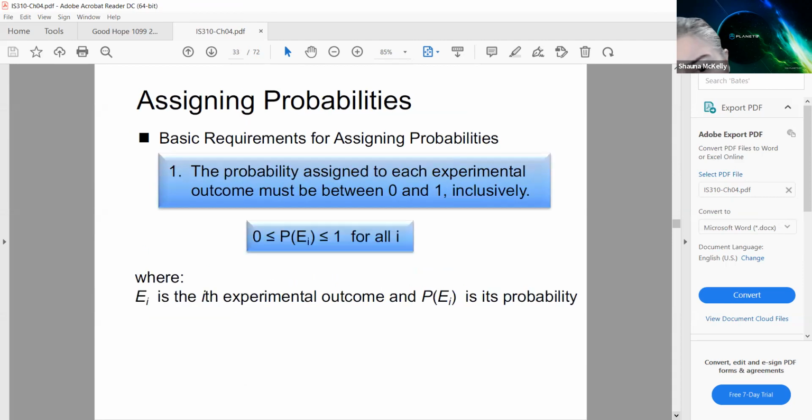Now, I want to show you one thing here, because I would have put this further up in the slide deck personally, when she was talking about probability. I would have put this up there. This is one of the basic requirements. There are 3, but the probability assigned to each experiment must be between 0 and 1, inclusively. She told you that. Remember, she gave you the chart between 0 and 1, and I told you it was misleading when she said 0 was almost impossible. 0 is impossible. 1 is completely certain.